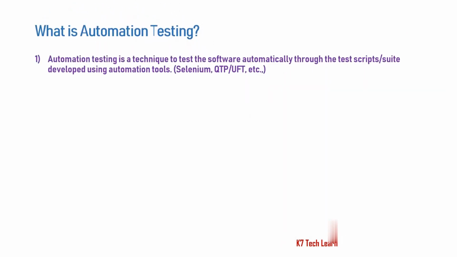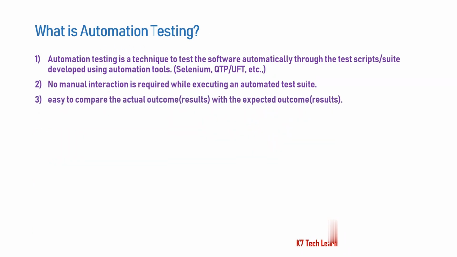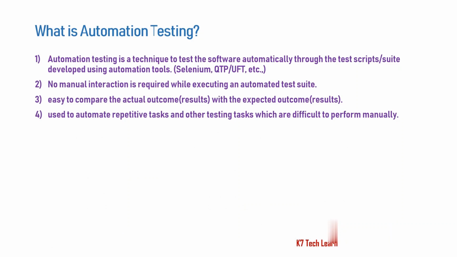What is automation testing? Testing the software application without any manual interaction is called automation testing. Here we will be creating automation test scripts using automation tools. Through these automation test scripts, we can test the software application automatically without any manual interaction. By using automation testing, we can easily compare the actual results with the expected results. And we can automate repetitive tasks and other testing tasks which are difficult to perform manually.